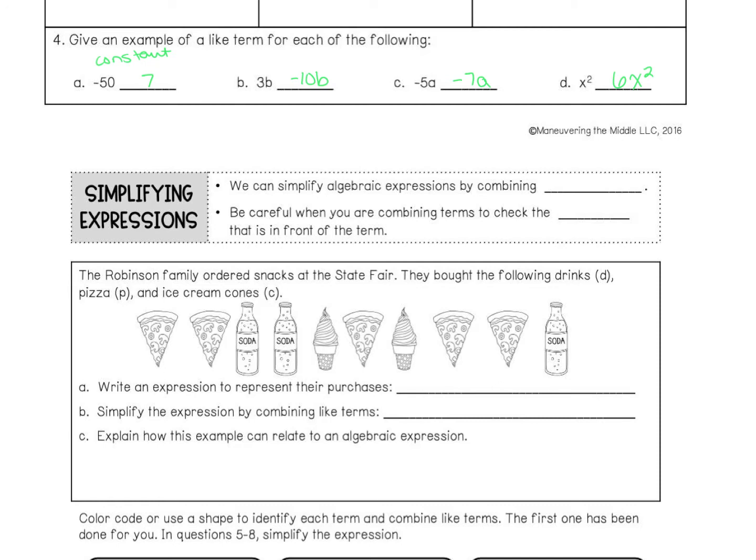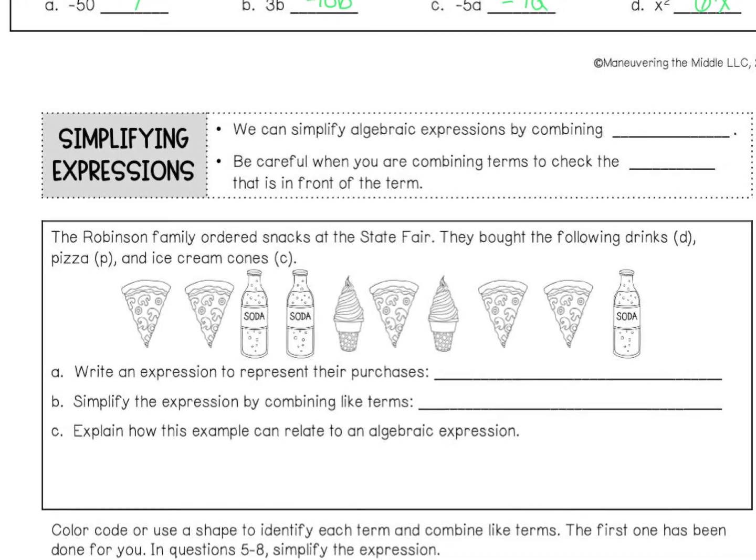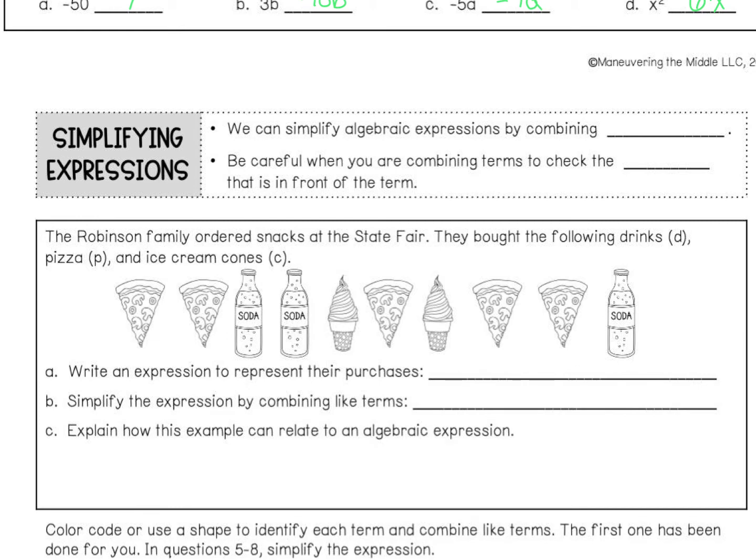All right. So, we ended yesterday with writing down like terms, right? We did that on number 4. So now we have simplifying expressions right here. Everybody ready? You with me? Yes. All right. It says we can simplify algebraic expressions by combining like terms. Once you have that written, get a highlighter and highlight combining like terms.